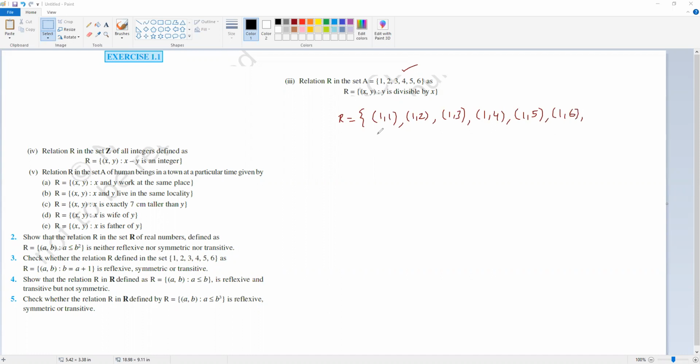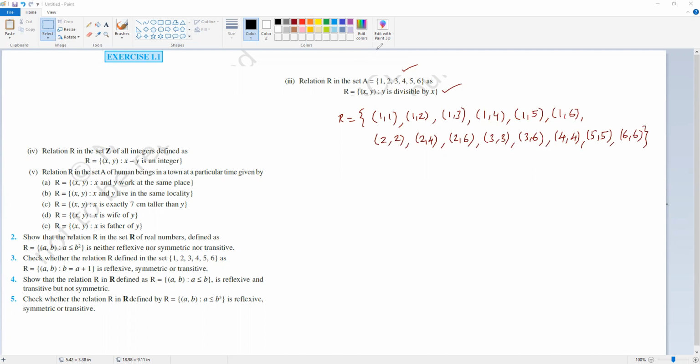Then 2, 2 से divisible: (2, 2), (2, 4) because 4 is divisible by 2, (2, 6) because 6 is divisible by 2. अभी (3, 3), (3, 6) because 6 is divisible by 3, (4, 4), (5, 5), (6, 6). So these are the elements. This is in rule form, set builder form. The second one is in roster form.